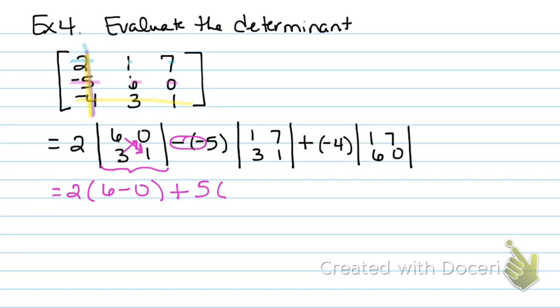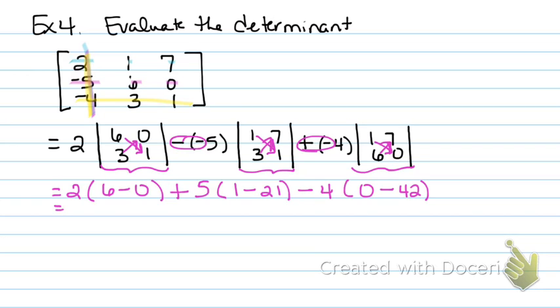5 times, let's find this one's determinant. So cross multiply, so 1 times 1 is 1, minus 3 times 7 is 21. And then I know minus and negative is a minus. 4 times its determinant. So cross multiply, 1 times 0 is 0, minus 6 times 7 is 42. And then we just work this out.